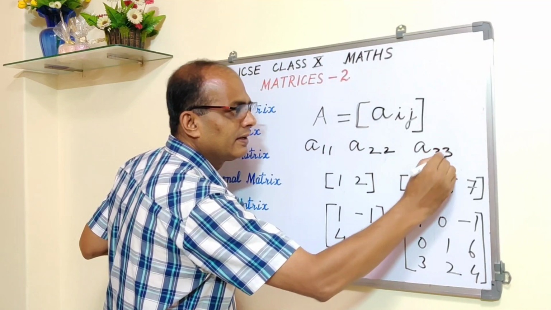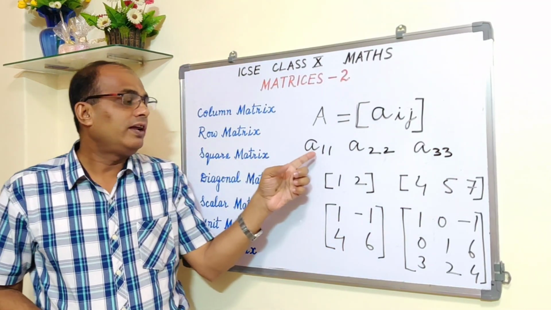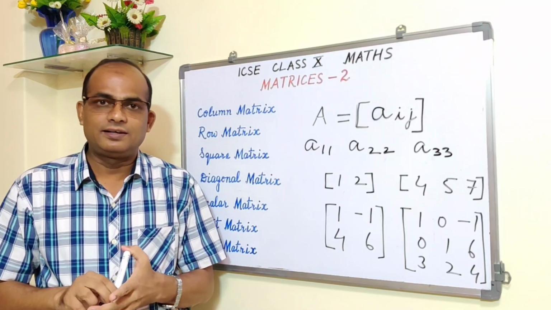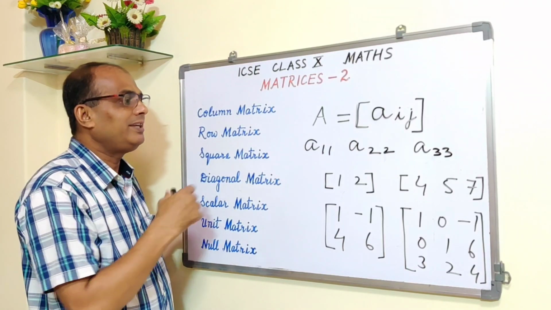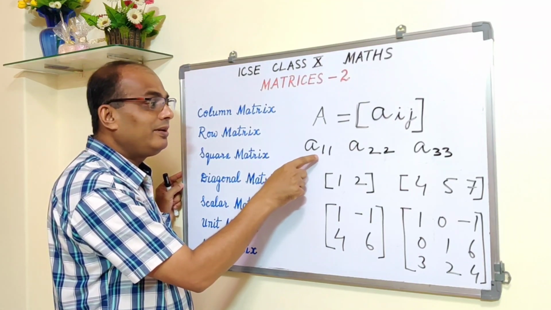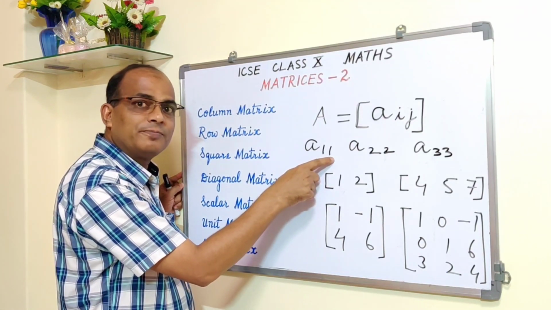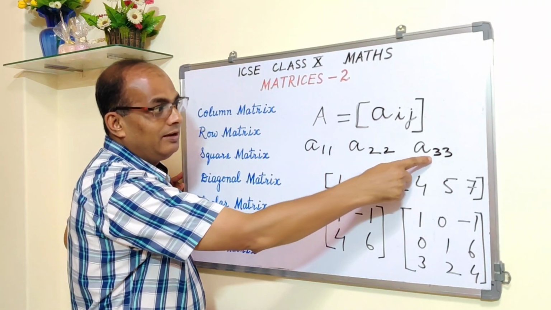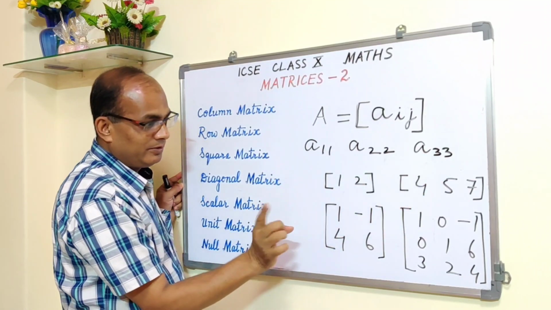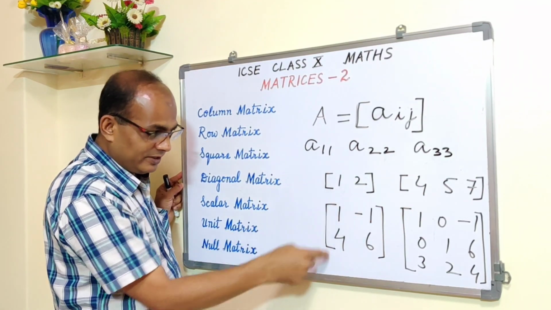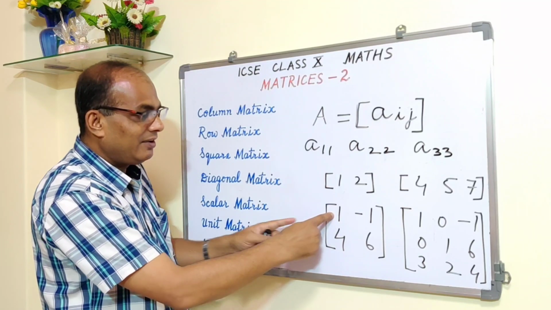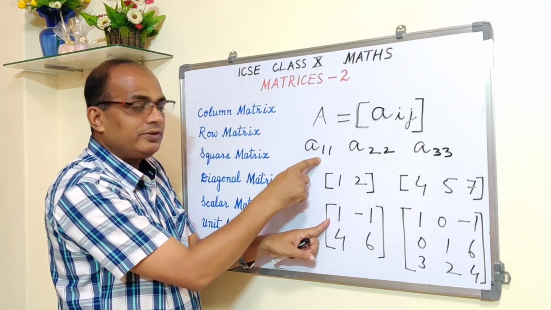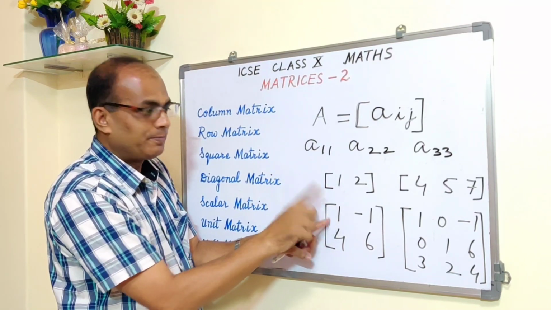Got it? A11, A22, A33 constitute the diagonal elements. What does it mean? A11 means the element in the first row and first column. A22 is the element in the second row and second column. A33 is the element in the third row and third column. For example, see here: this first row and this first column, so this one is A11. So A11 is 1 here.